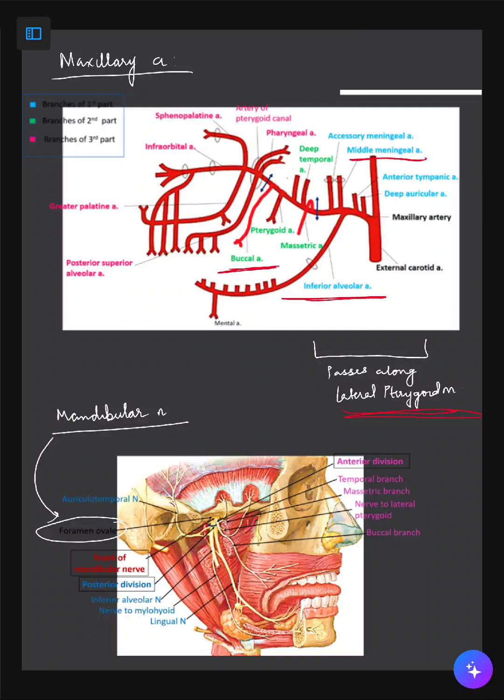The buccal artery arises from the second part of this maxillary artery, along with the anterior and posterior branches of the deep temporal artery, the pterygoid artery and the masseteric artery. Now the third part, the terminal branches, gives the infraorbital artery, sphenopalatine artery, pharyngeal artery, greater palatine artery and posterior superior alveolar artery.